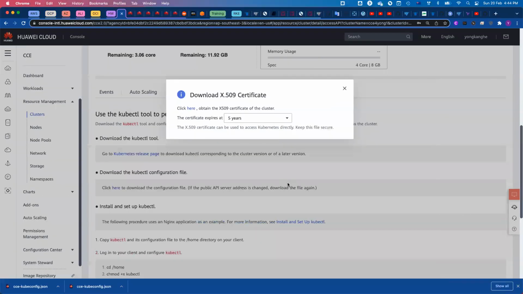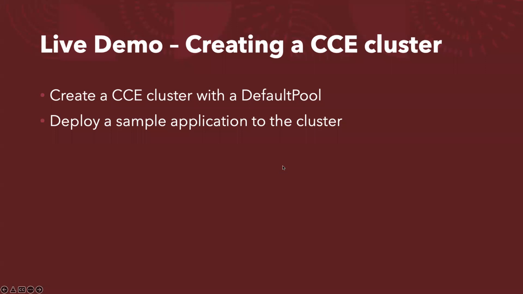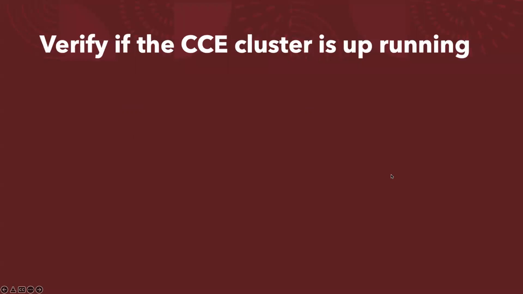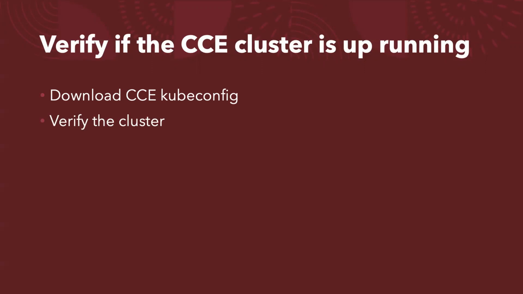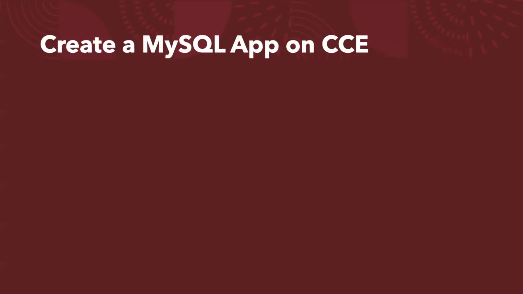Now if I come back to my slide deck here, I already created the CCE cluster with a default pool with 1 node, 4 CPUs, 16 gig memory. Now I can walk you through how to deploy a sample application. Before that, let's verify the cluster is up and running. I already downloaded the CCE kubeconfig file, and I already verified the cluster node status. So the cluster is all good. Now I can walk you through how to create a MySQL application, basically how to deploy a containerized application, MySQL in this case, onto the CCE cluster. So how to do it?